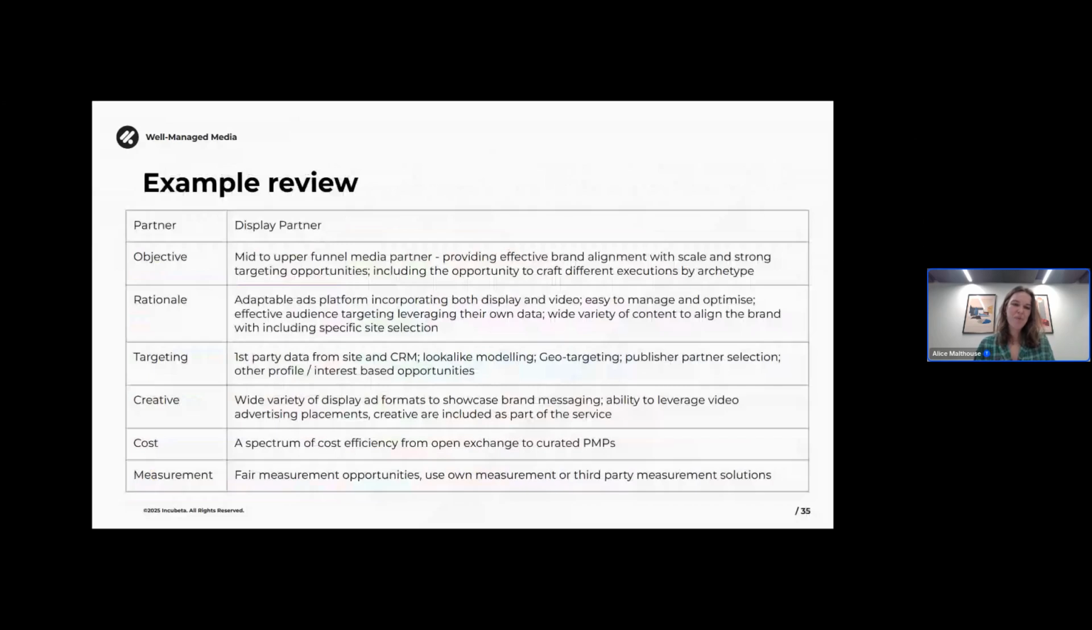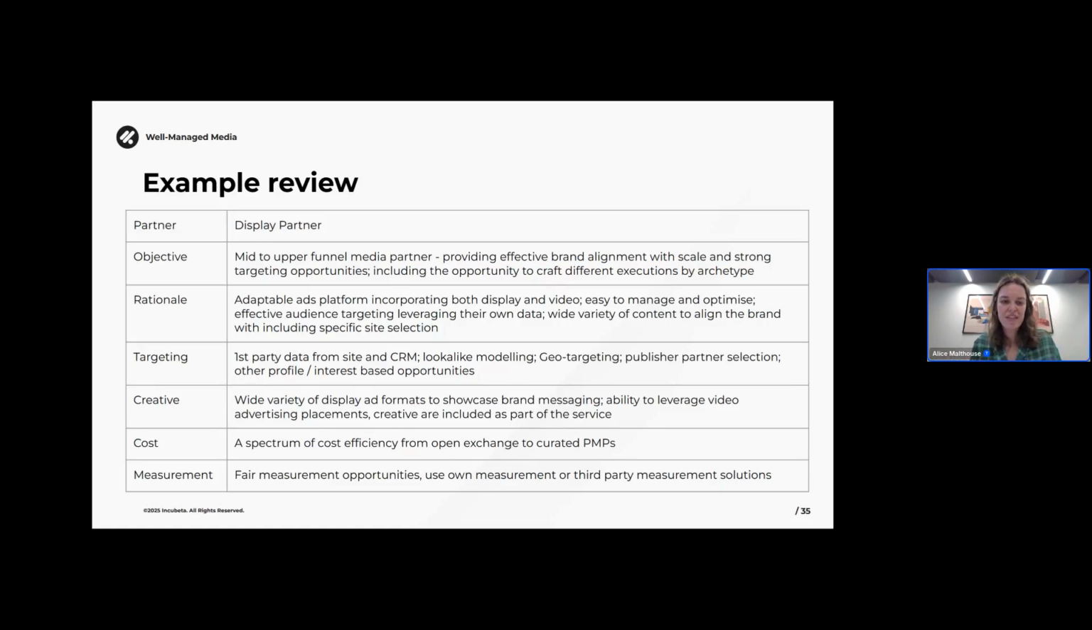But we have an example on this slide of how this might look. So it's useful to create a whole bank of these reviews so that you've met with all your media partners and you know exactly what they can offer and how it could benefit your brand. So this is an example, and although it doesn't have Cameo down the side, it does use the Cameo framework and considers lots of these different points. So I've just written an example for a generic display partner as an example for you to take away.